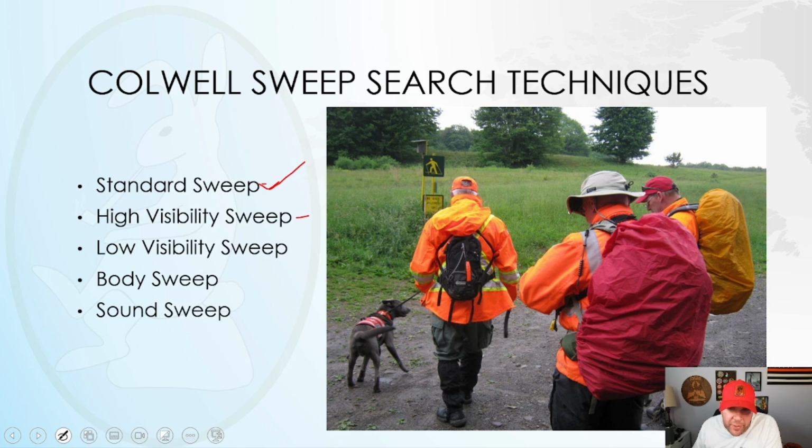A low vis would be someone looking for someone that's potentially unconscious, or they're wearing subdued colored clothing, your browns, your khakis, your dark greens, something that's going to blend in with the environment a little better, a little harder to see. So it's exactly how it sounds. It's a low visibility sweep. The victim is presumed to be much harder to see, so we'll tighten up that formation. We'll tighten up that critical spacing as we move through the area.